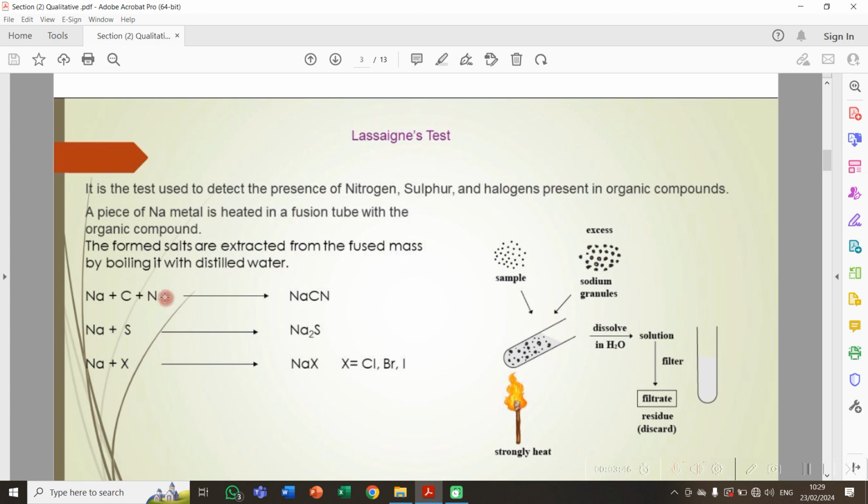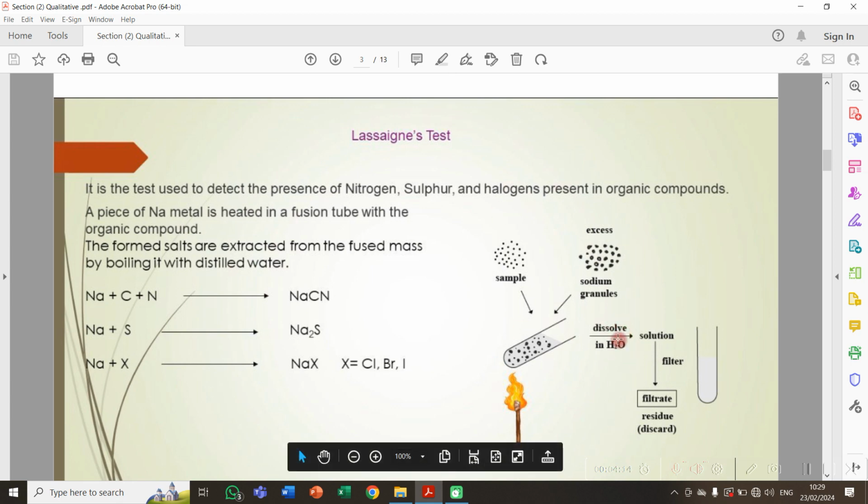If nitrogen is present, it will react with carbon and sodium to give sodium cyanide. So all the nitrogen is converted into sodium cyanide. Sulfur reacts with sodium to give sodium sulfide. Halogen, if present, reacts with sodium to give sodium halide, either sodium chloride, sodium bromide, or sodium iodide. So all the nitrogen is converted to sodium cyanide, all the sulfur to sodium sulfide, and all the halogen to sodium halide.